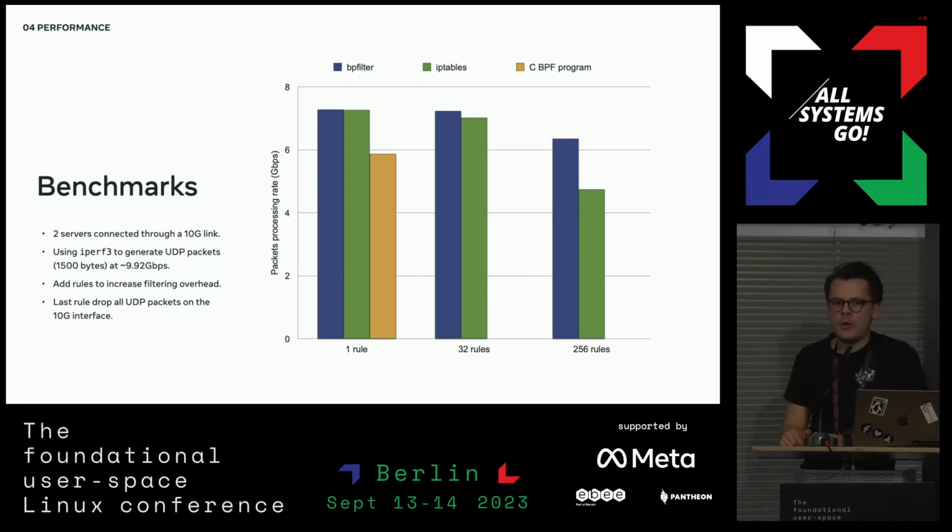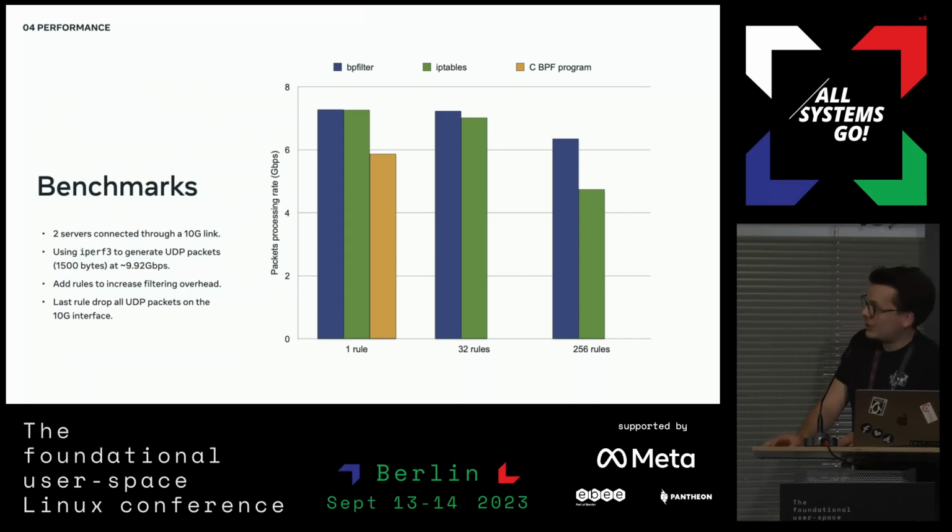So when we have more than 1 rule, we start to see the difference. On a 10 gig link for 32 rules, we can see that bpfilter is slightly faster than iptables. And when I say slightly, it's about 200 megabits a second of traffic difference. And the more rules you add, the bigger the difference is. It's not faster with more rules, but the difference is bigger. For 256 rules, the difference in processing rate is about 2 gigabits a second.